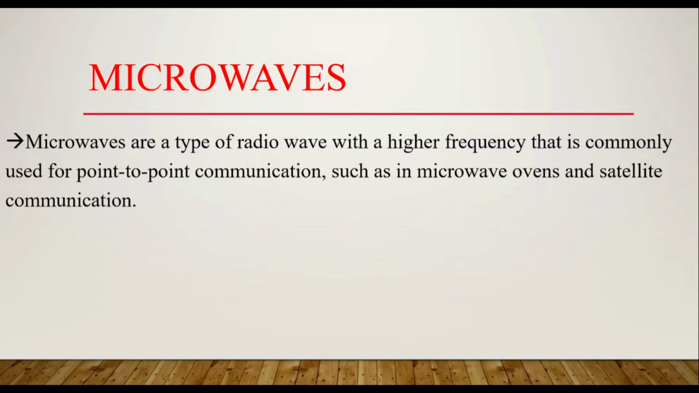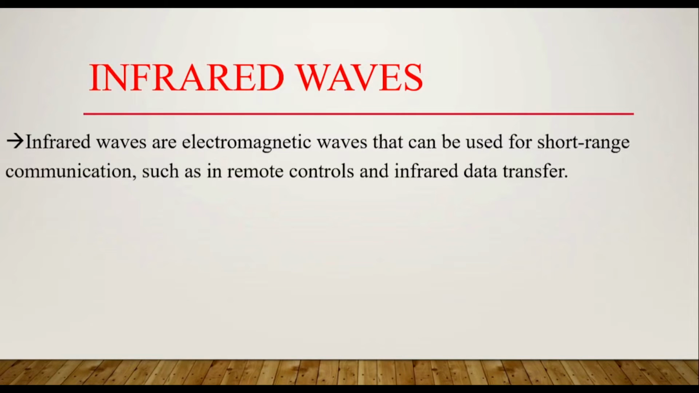Microwaves are a type of radio wave with a higher frequency that is commonly used for point-to-point communication, such as in microwave ovens and satellite communication. Infrared waves are electromagnetic waves that can be used for short-range communication, such as in remote controls and infrared data transfer.